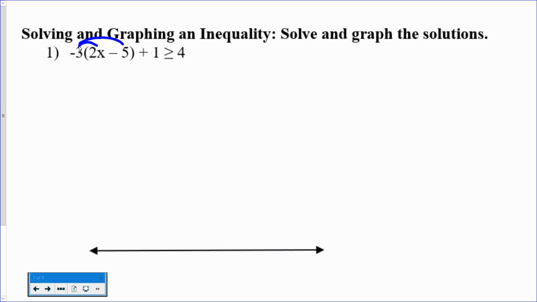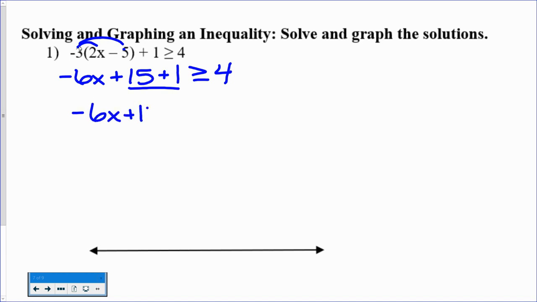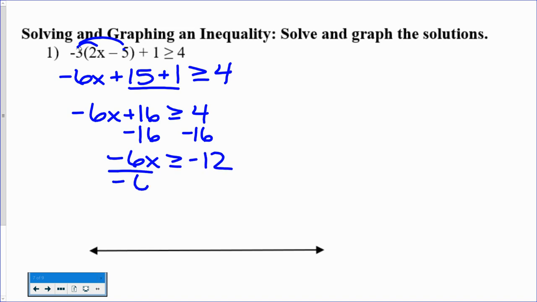I'm going to go ahead and distribute. So I'll have negative 6x, negative 3 times a negative 5 would be a positive 15, plus 1 is greater than or equal to 4. I'm going to combine those since they're on the same side of that inequality sign. So the negative 6x plus 16 is greater than or equal to 4. I will then subtract 16 from both sides. And then I will divide both sides by negative 6.